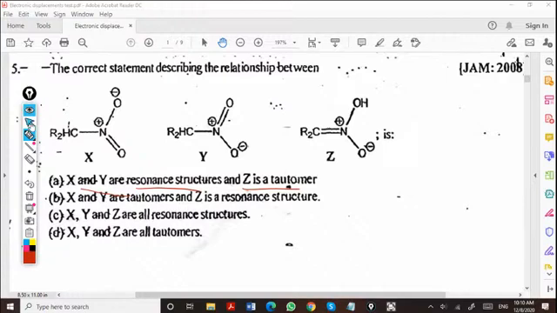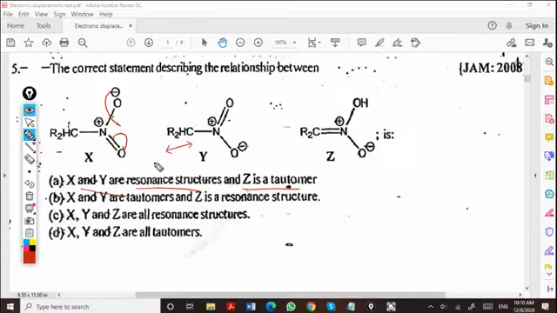So if I consider these two, if it is migrating from this to this, it's going to generate this. Where there is no H plus transfer, it is not a tautomer. Molecules with an H plus difference, or a different H plus position, are called tautomers.